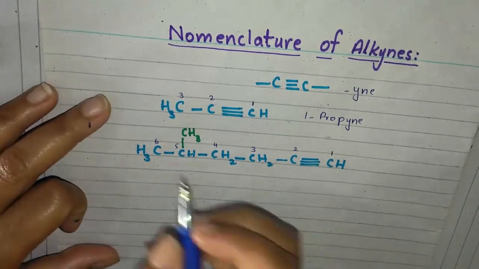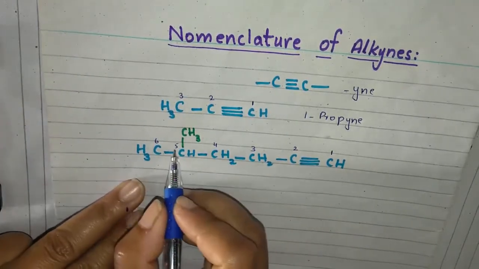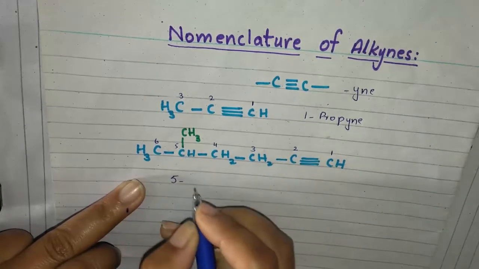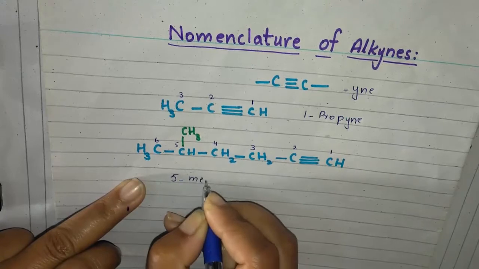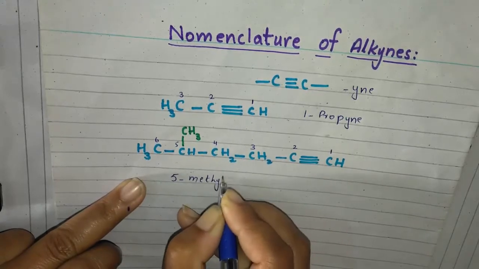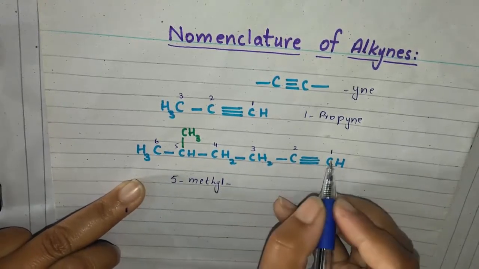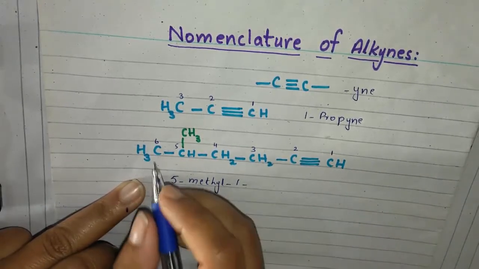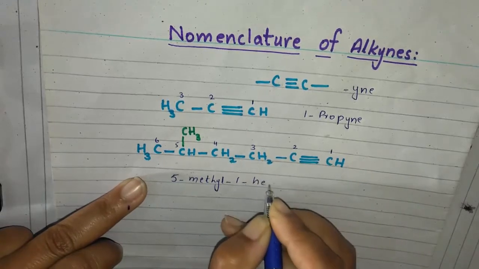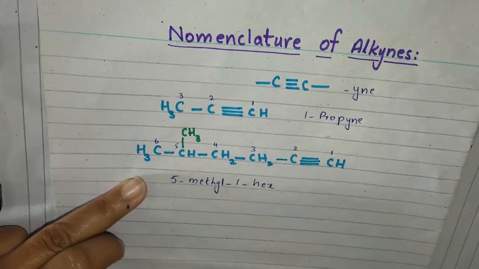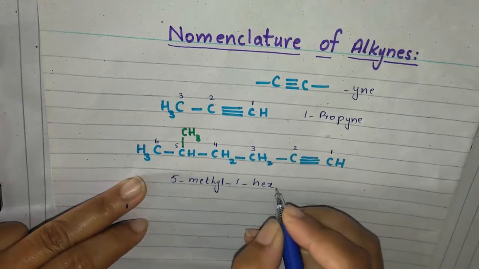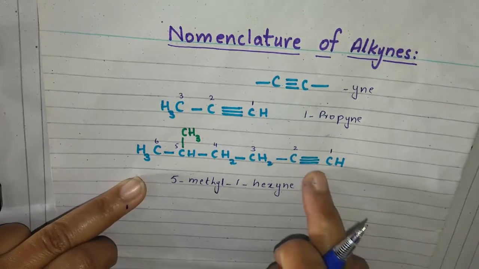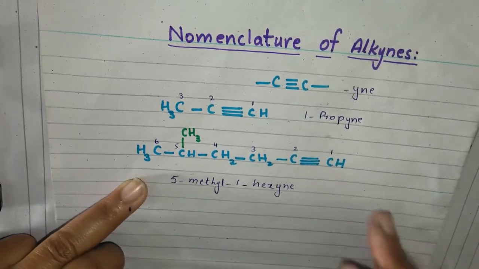Now while writing the name of this compound, we have to write the number of the substituent first, that is 5, and the name of the substituent, methyl, then the number of the triple bond, 1, and the name of the parent compound, that is hex. Hex is indicating that 6 carbons are present, and then Y and E is indicating that it is an alkyne because it contains a triple bond.